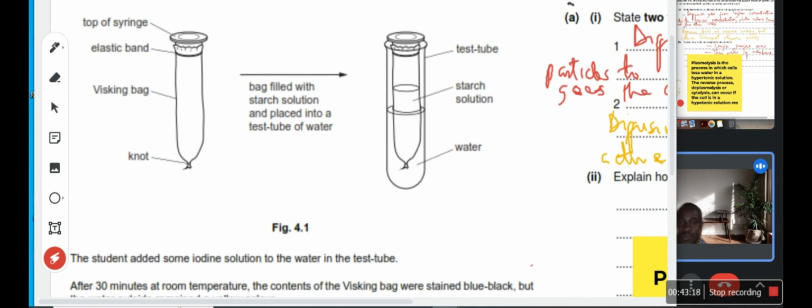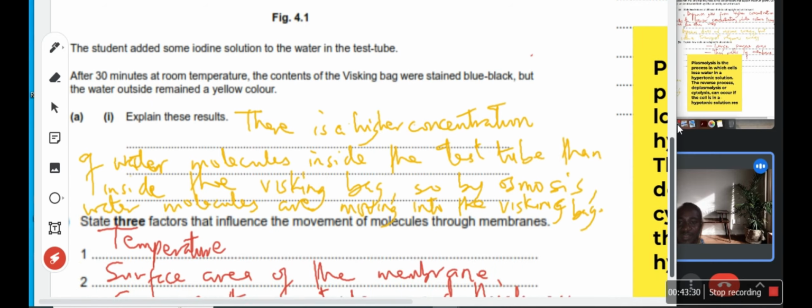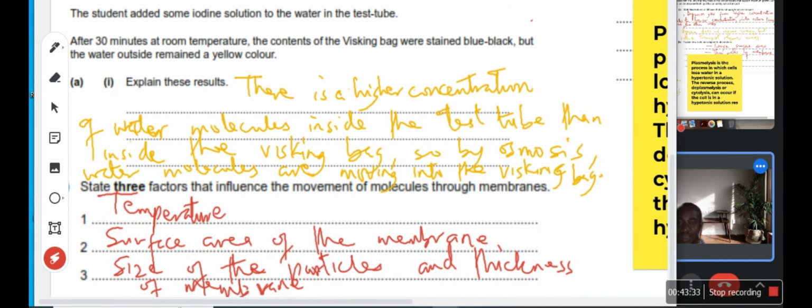Okay, so by osmosis, water molecules will be moving from the test tube inside into the Visking bag, right? Yeah. If you take your time and read through, then you will understand, because I don't want to repeat all the explanation I've given you earlier. It's just the same principle.